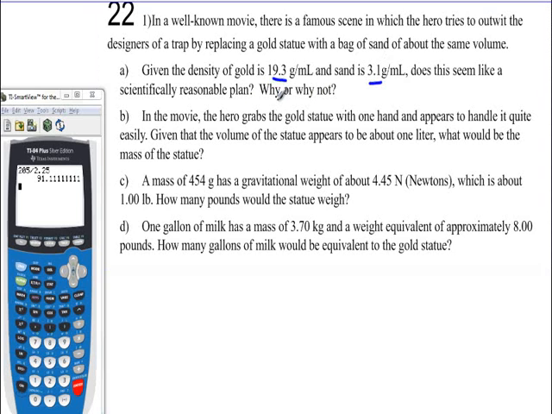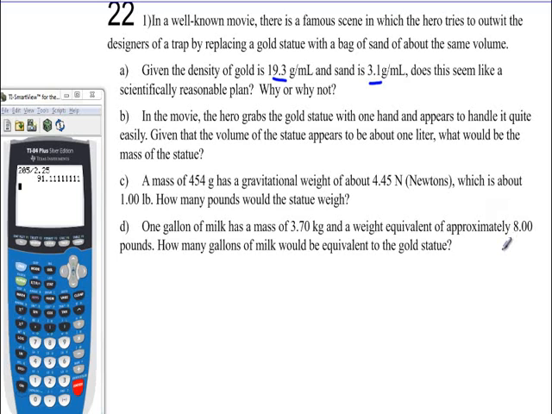Well, what do you think? I'd say it's not, because this is so much less dense that whoever's going to try to lift it would know right away. And of course, this is not as stable a material, so it's going to kind of fall apart. Okay, in the movie, the hero grabs the statue with one hand and appears to handle it quite easily. Given the volume of the statue appears to be about 1 liter, what would be the mass of the statue?